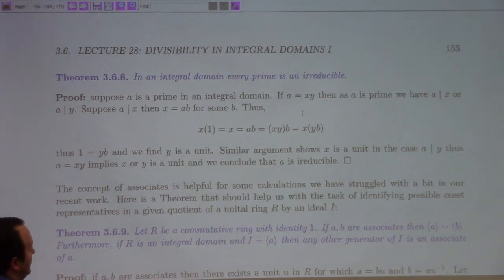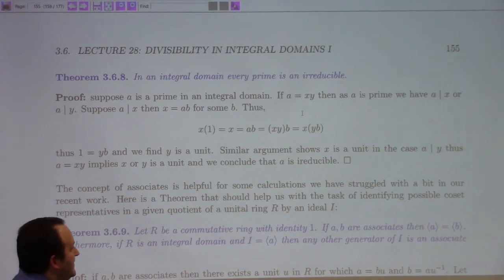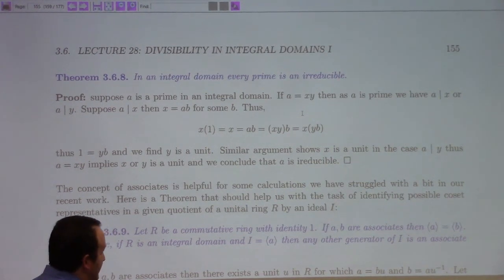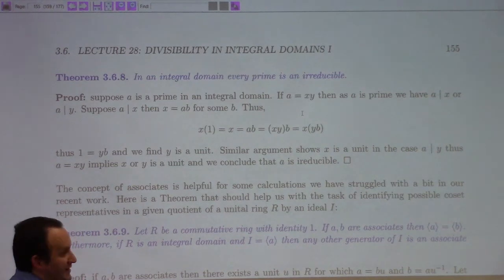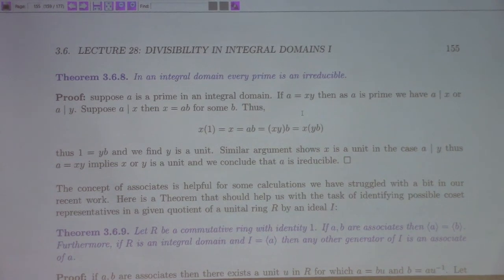In an integral domain, every prime is an irreducible. All right, here's the argument. Suppose a is prime. If a is equal to xy, then since a is prime, that means a divides x or a divides y. I don't mean either-or, I mean mathematical or, right? It could divide both. It's possible.